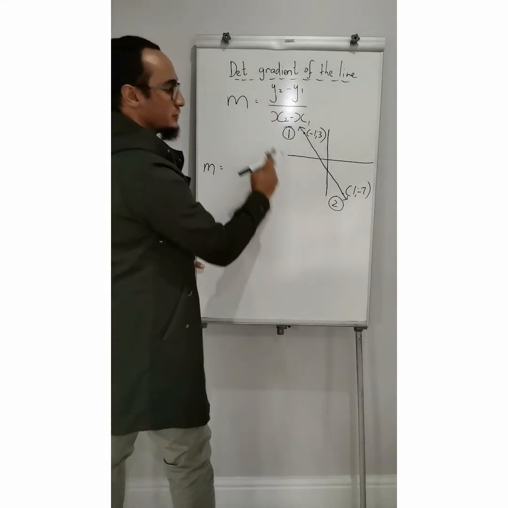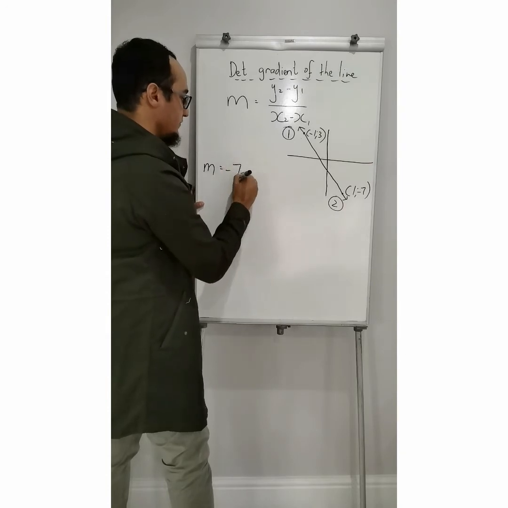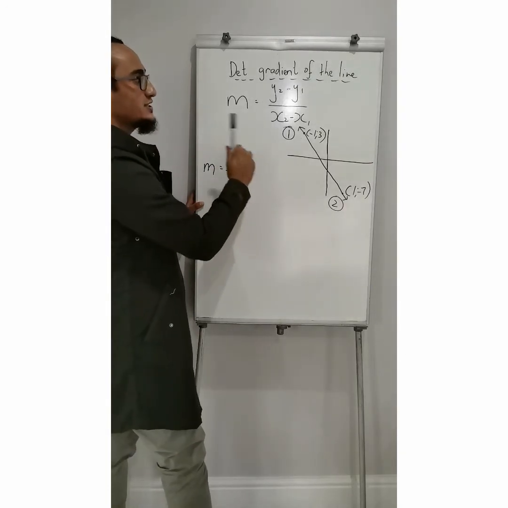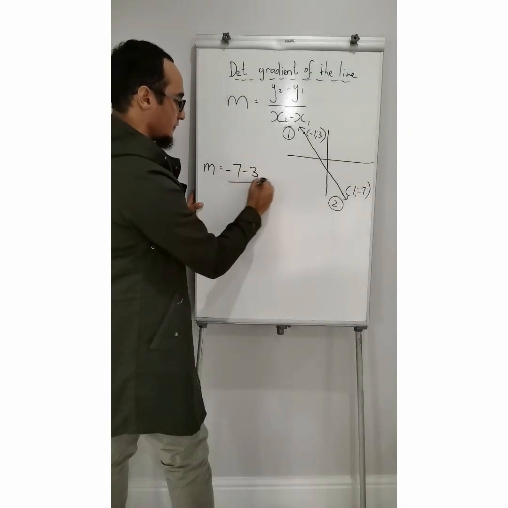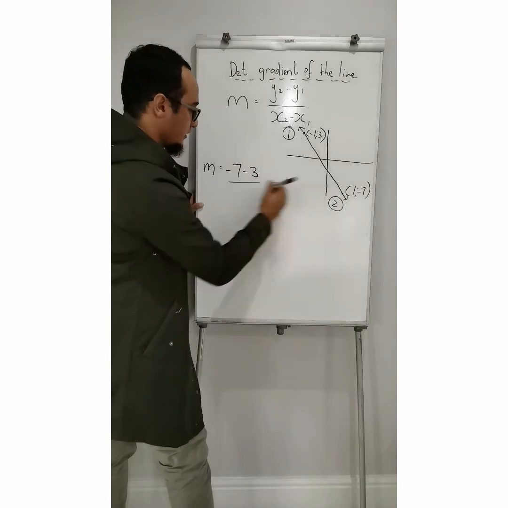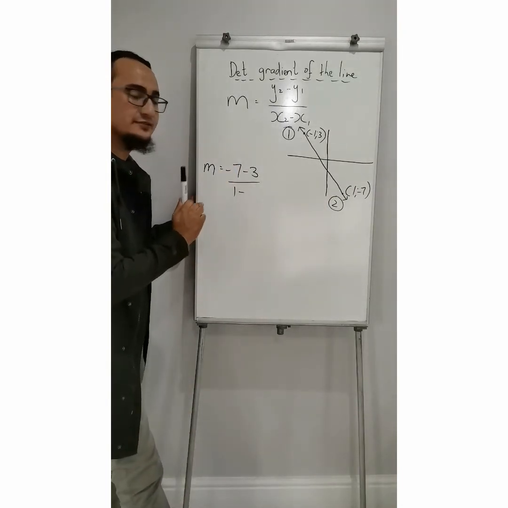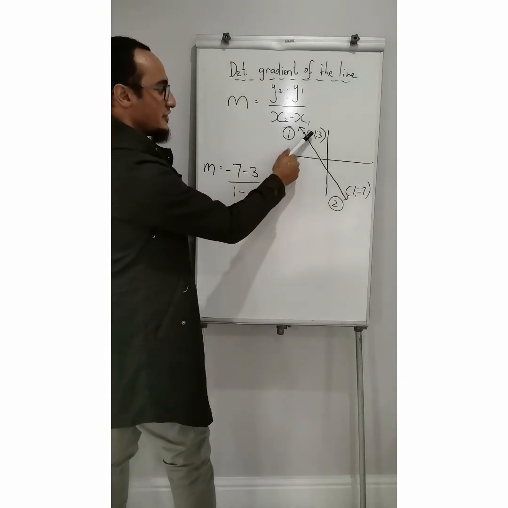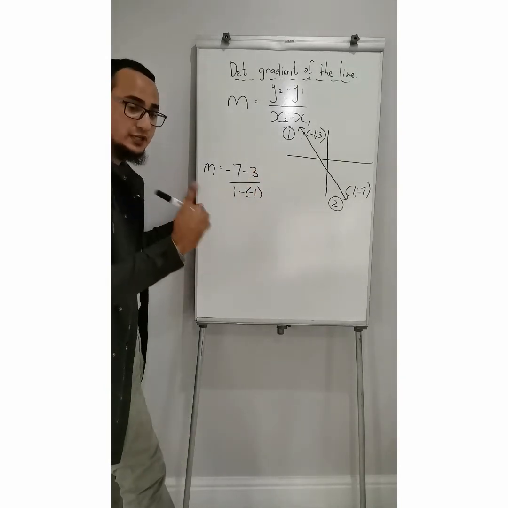Y value at point number 2 is here. The y value is negative 7. Minus 7. Minus. What's the y value at point number 1? 3. Over. What's the x value at point number 2? 1. Minus comes from your formula. What's the x value at point number 1? That is negative 1. And a negative is always going to be a positive.